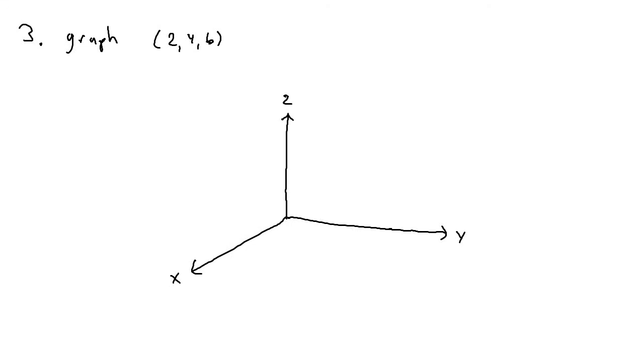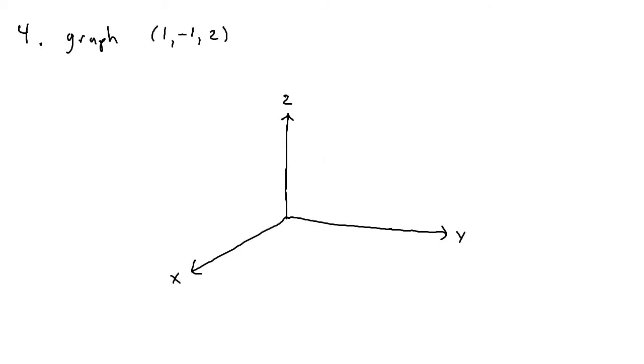Now for number 3, we've got 2, 4, 6. So we're going to go 2 in the x direction, and then we're going to go 4 in the y direction, and then we're going to go up 6 in the z direction. So if I draw some dotted lines here, we get 2 this way, 4 this way, and then we're going to go up 6. So our coordinate point will be somewhere around here. That is going to be the point 2, 4, 6.